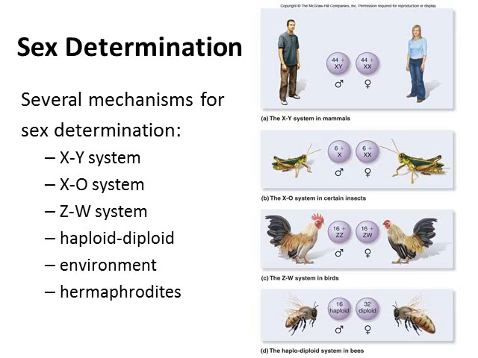And then finally, in bees, males are haploid, so they have one copy of every chromosome, whereas females are diploid, so they have two copies of every chromosome. So that's pretty interesting as well.